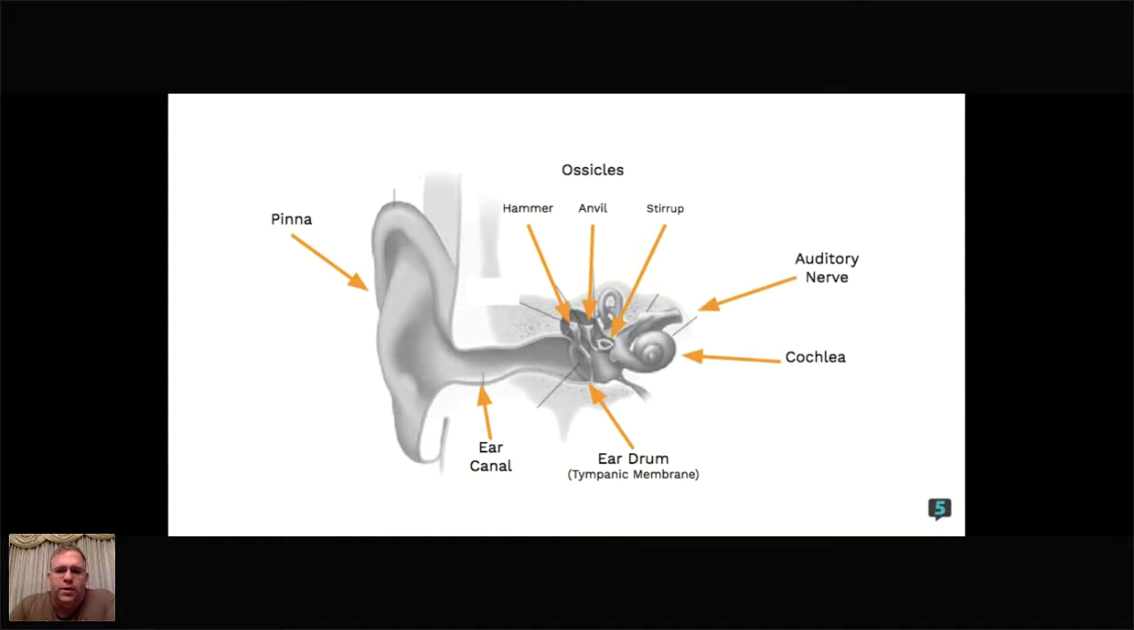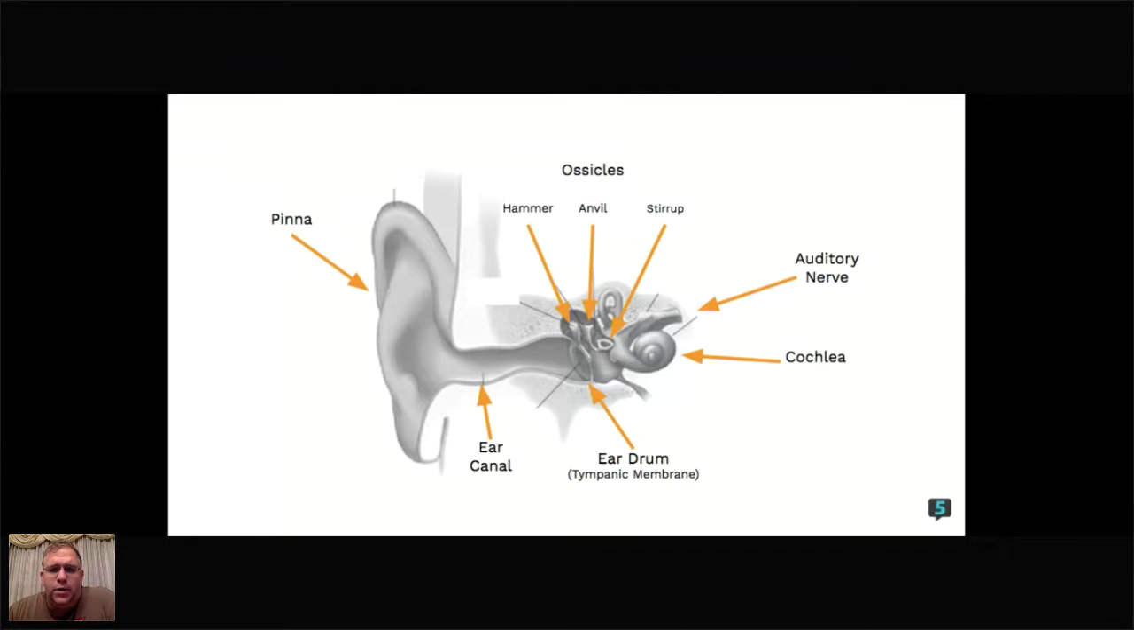And then the auditory nerve. After the cochlea does its thing, it sends that signal to the auditory nerve. The auditory nerve heads on its way to the brain, where it goes to the thalamus and then eventually to the temporal lobe, and it's going to be processed there.